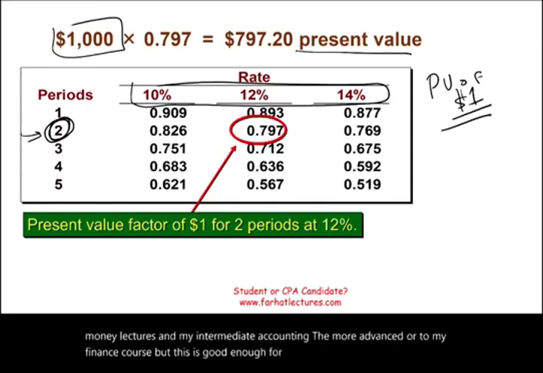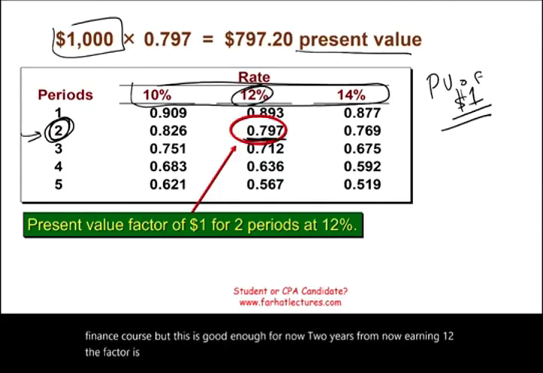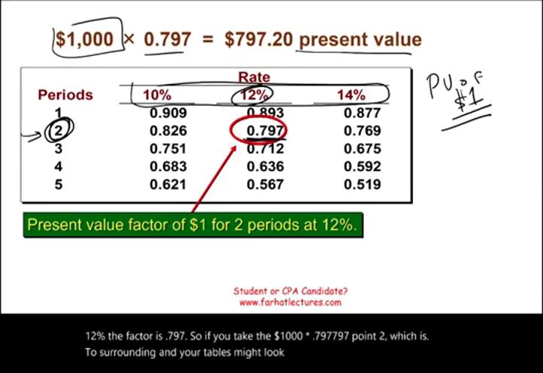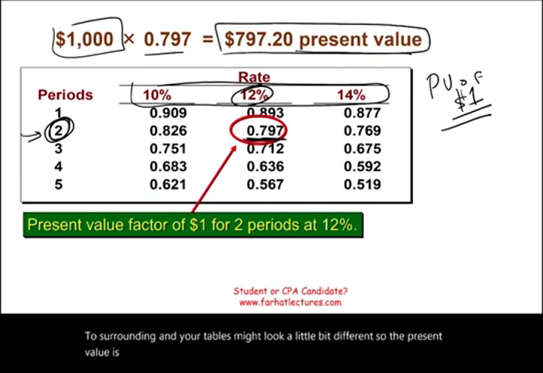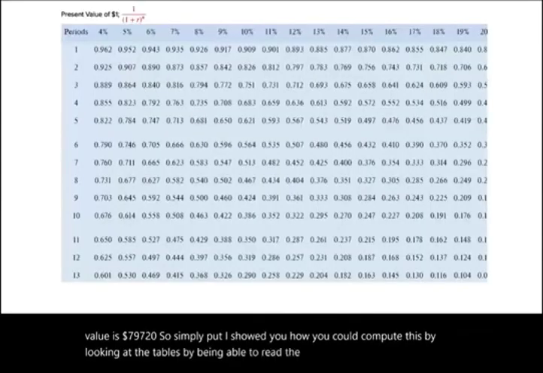2 years from now, earning 12%, the factor is 0.797. So if you take the $1,000 times 0.797, you get 797.2, which is just rounding, and your tables might look a little bit different. So the present value is $797.20. So simply put, I showed you how you could compute this by looking at the tables, by being able to read the tables. And this is an example of the tables.